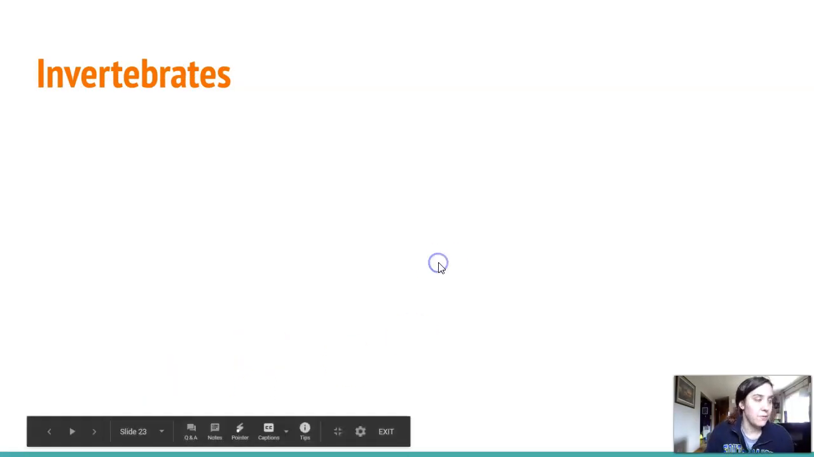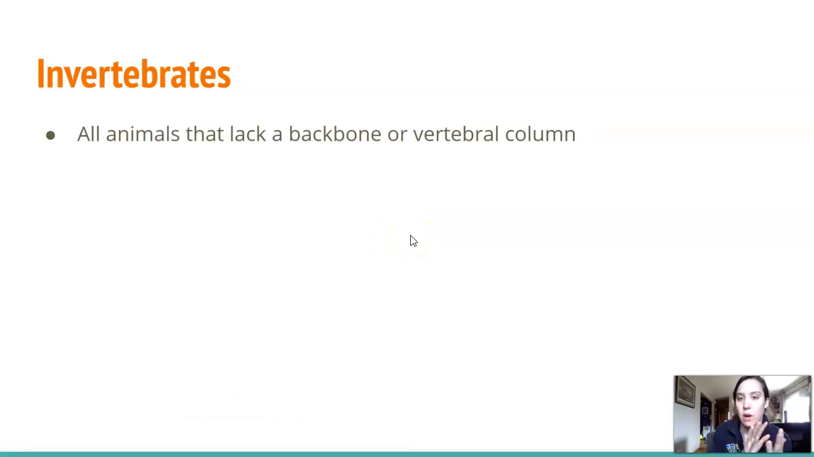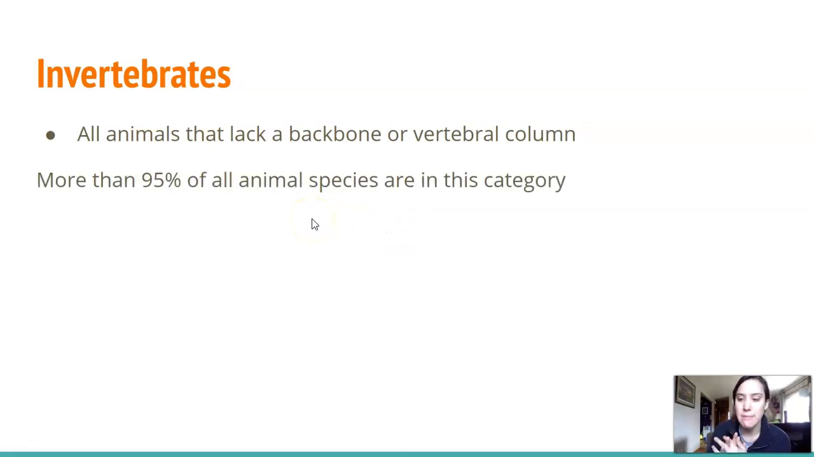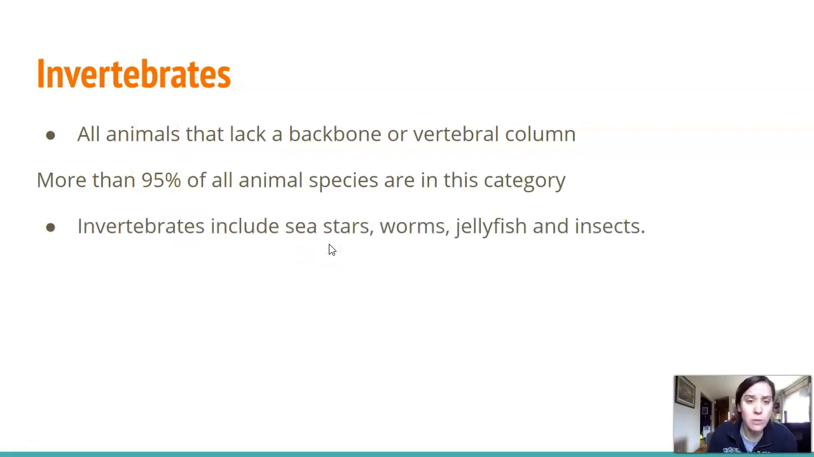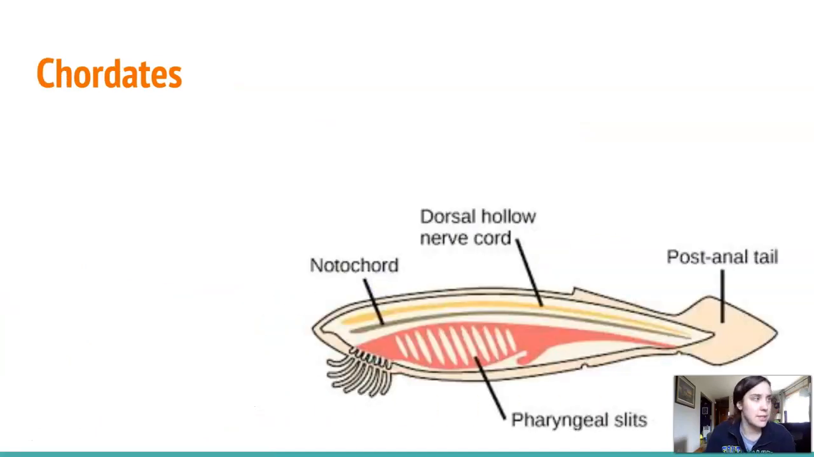Next is invertebrates. When you think of invertebrates, think of animals that lack a backbone or vertebral column. And if you didn't know, invertebrates actually make up 95% of all the species in the entire world. When you think of animals, you probably only think of animals that have a backbone. That's personally what I think. But invertebrates are actually the largest category of animals. They make up 95%. Invertebrates include sea stars, worms, jellyfish, insects, and they range in size from dust mites to squids.